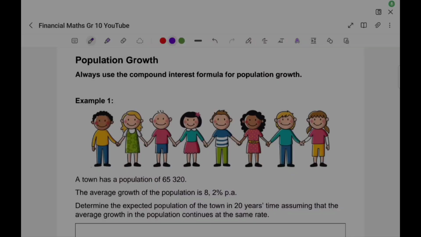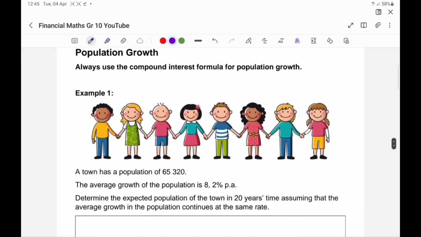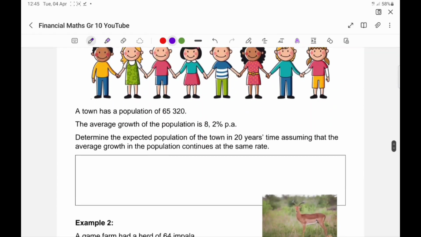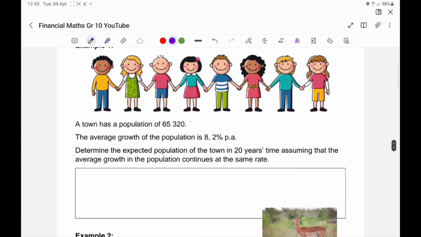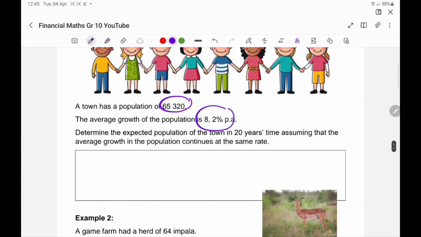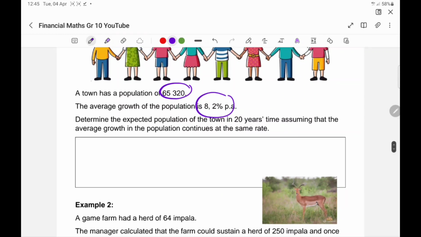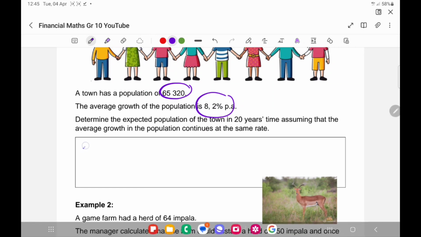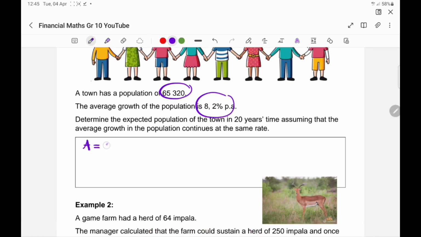Let's look at population growth. Again, always use the compound interest formula for population growth. All right, it says a town has a population of 65,320. The average growth of the population is 8.2% per annum. Determine the expected population of the town in 20 years' time. Okay, so very, very easy. We are looking for the future amount.